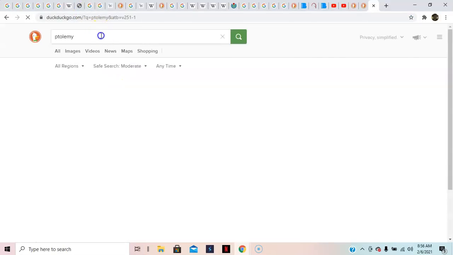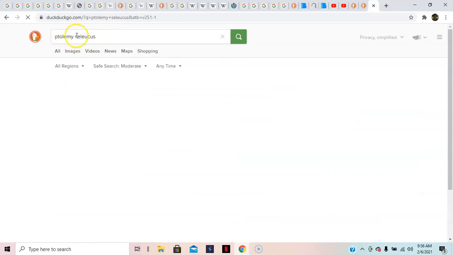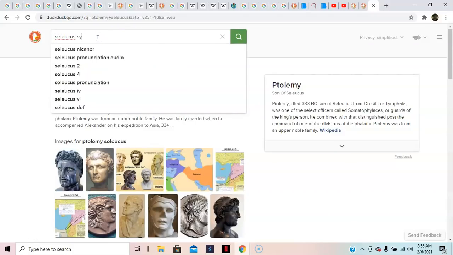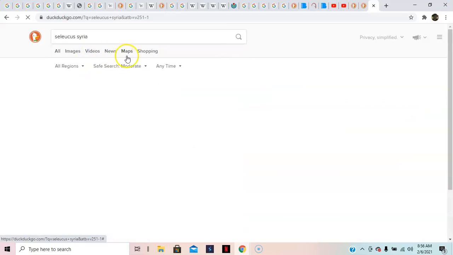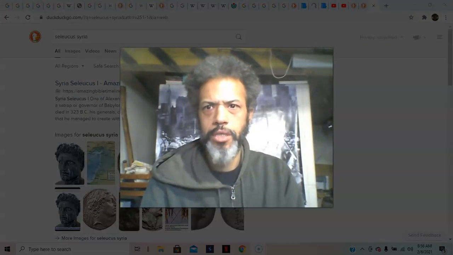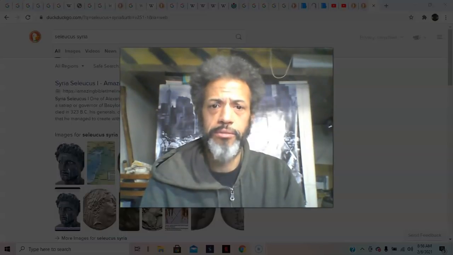The Seleucid Empire turns up. The Seleucid is Syria. So, Ptolemy Greeks that take over Egypt versus Seleucid Empire Greeks that take over Syria. They're both Greeks.